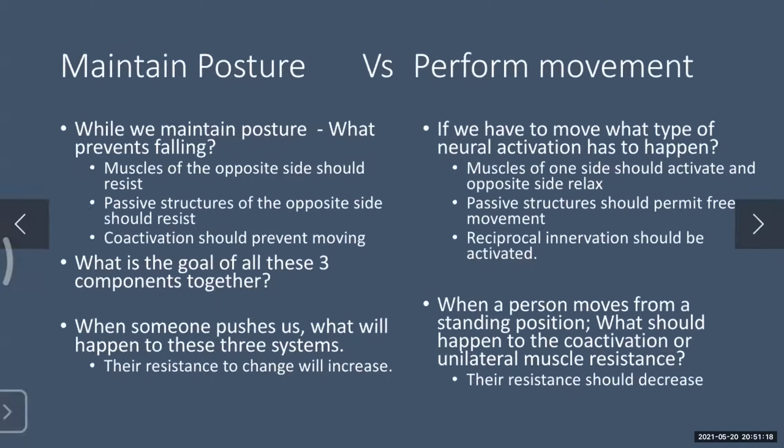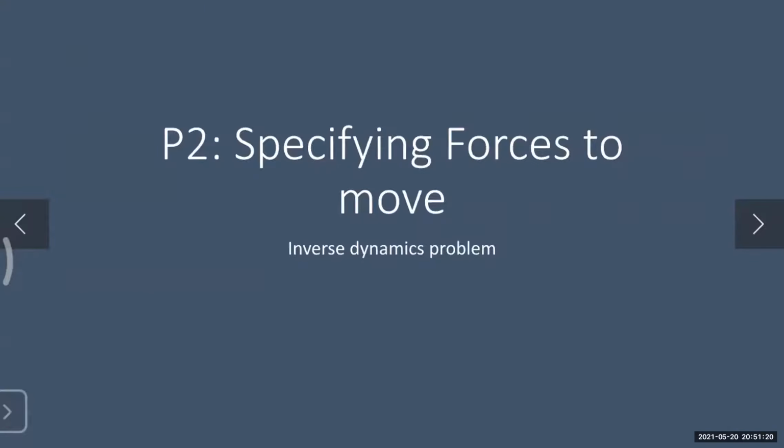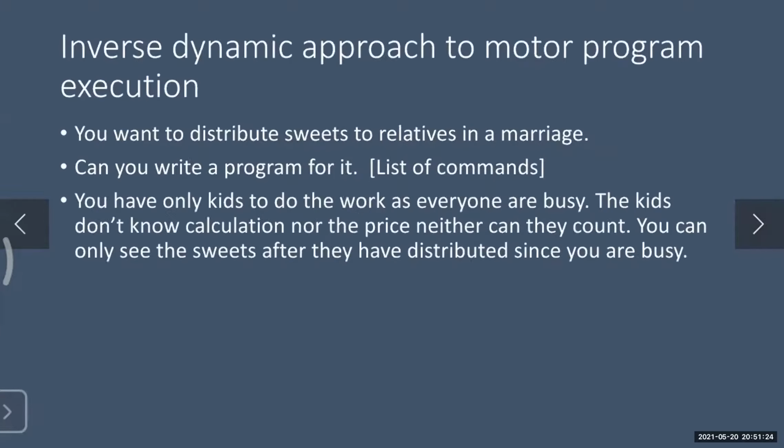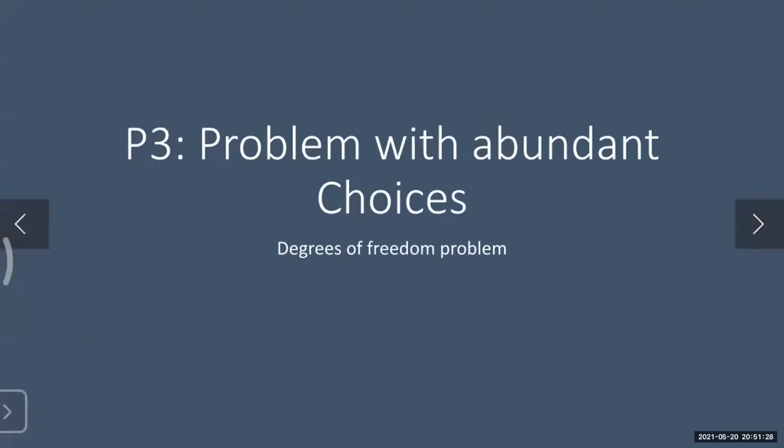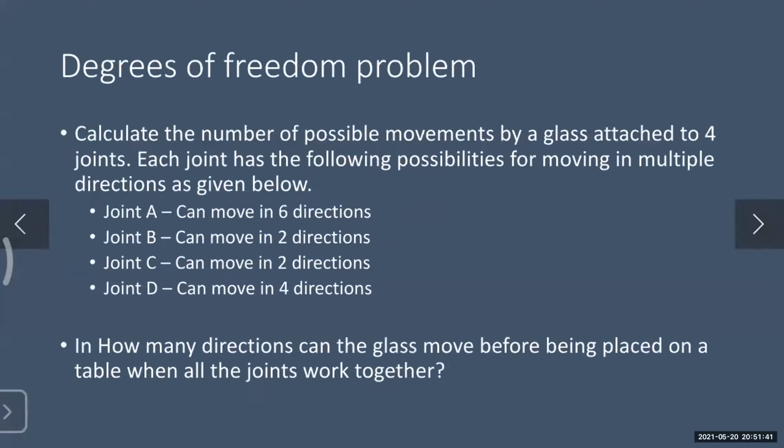Yes. So we have a lot of difficulty in specifying forces to move, right? That's the second problem we have. Now we'll move on to the third problem. The problem is with the abundant choices. This is another problem which comes. So what is this problem with abundant choices? We have already seen it, but let us see it again.